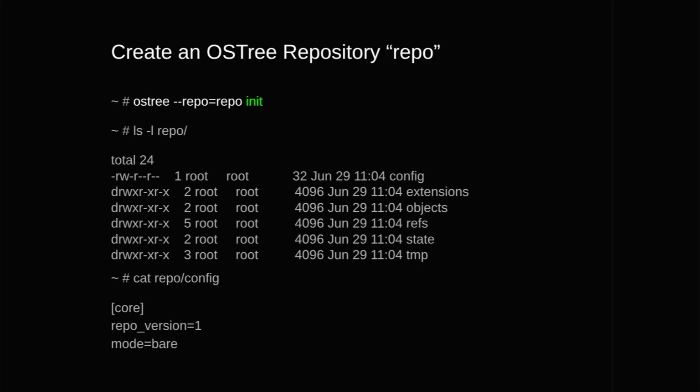Now, just like a git init, we can use ostree init to initiate an OSTree repository. The --repo here means the repo is an OSTree repository. And if we check the folder, there is a config file here. It's just like a git config.